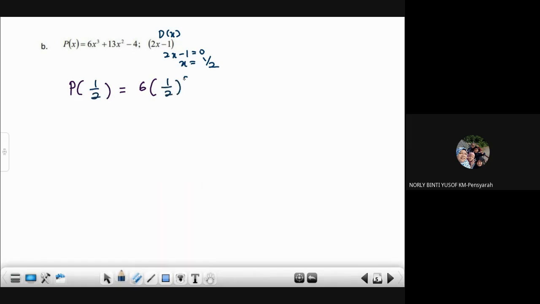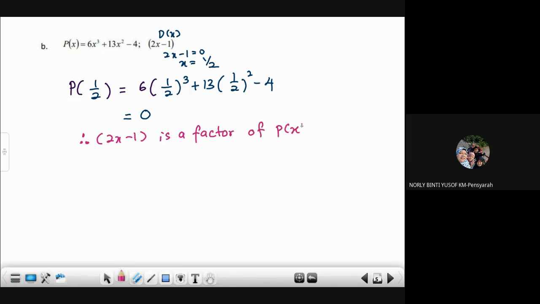1/2 power of 3 plus 13, 1/2 squared minus 4. So you pun tekan kat calculator satu line ni lah. This one line you press calculator. You will obtain 0. So bila remainder dia kosong, thus 2x minus 1 is a factor of polynomial P(x). Sebab remainder dia kosong. So dia factor theorem lah. Itu beza dia, tapi dia menyerupai remainder theorem. Masih menggunakan remainder theorem, cuma dia punya remainder tu adalah 0.